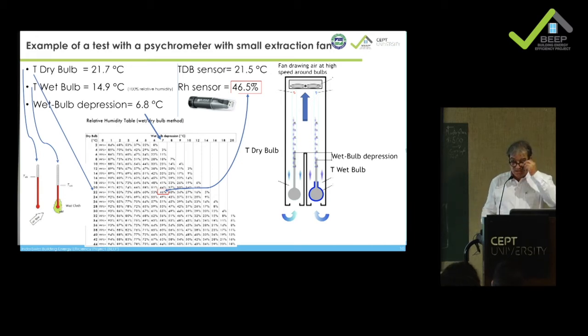So typically in places like Ahmedabad or in Jaipur, in summer you may have 40 degrees outside. The dry bulb might be 40 and the wet bulb can be as low as 20 sometimes, which makes a 20-degree difference between the dry bulb and wet bulb. We'll come to that later when we talk about evaporative cooling.